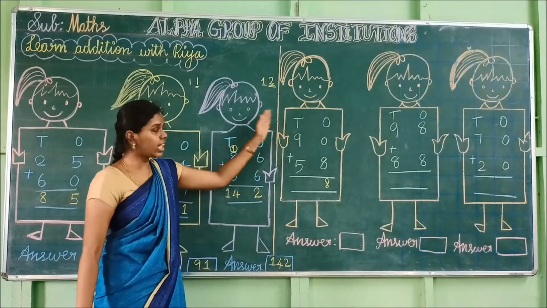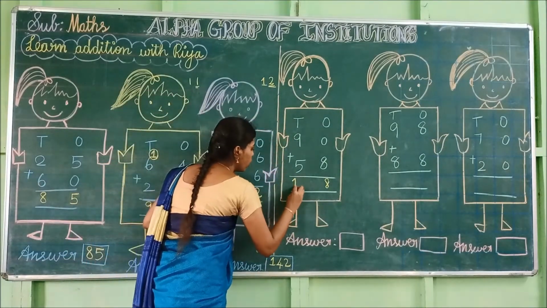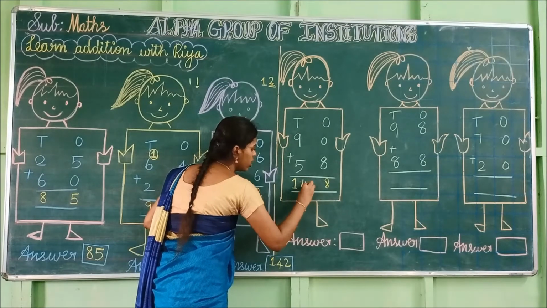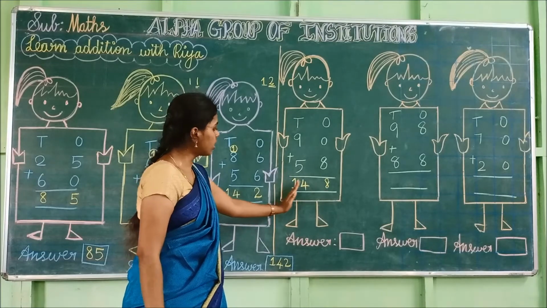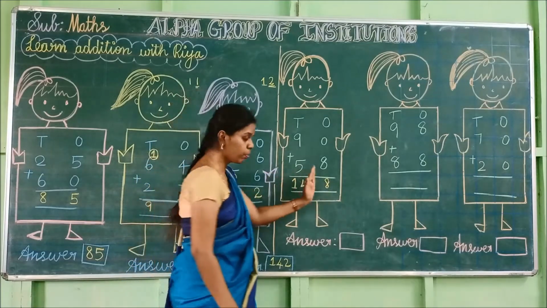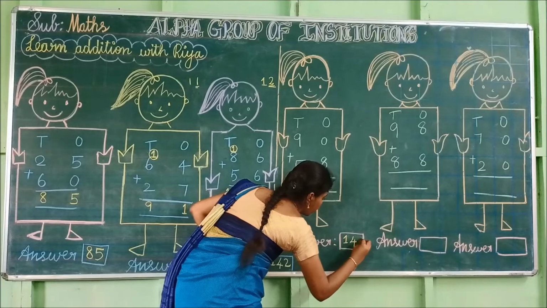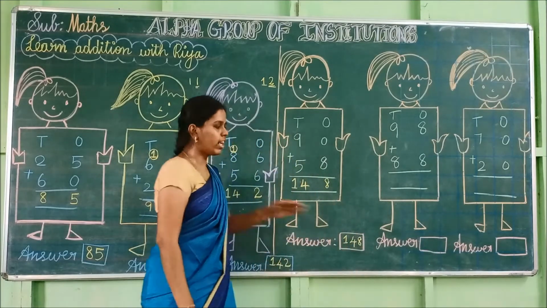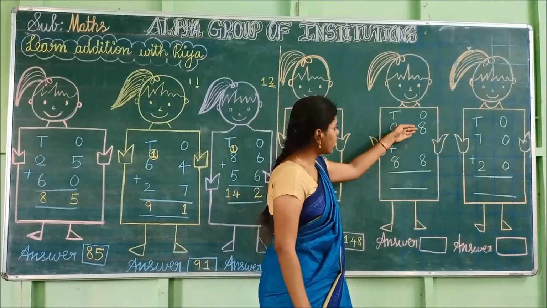So we are not having any numbers after the tens place. We are going to put the whole full number in this place itself. So your final answer is 148. You are getting a bigger number now. 148 is your final answer. Now we are moving on to the next sum.